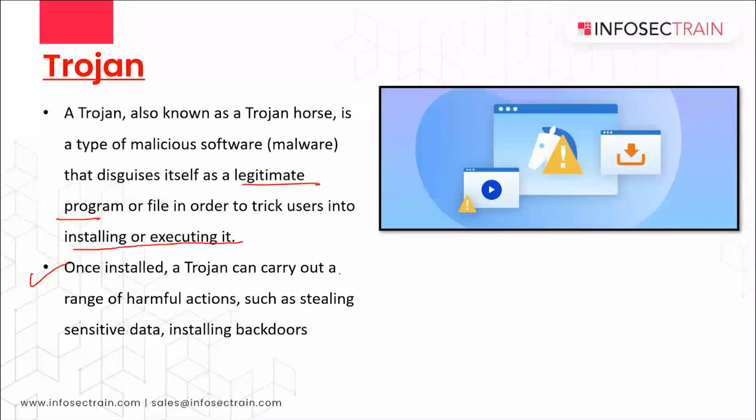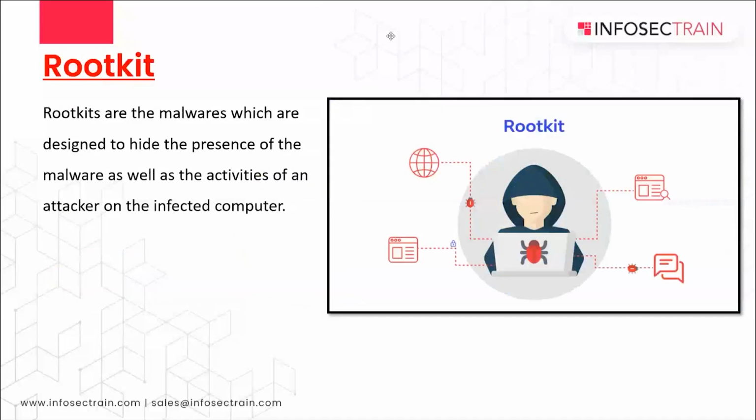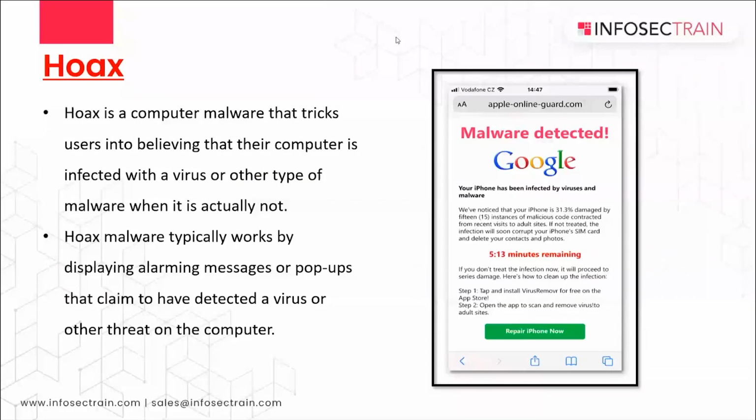Now, there are rootkits. Rootkits are malware designed to hide the presence of malware as well as the activity of an attacker on the infected system itself. Okay, then hoax. A hoax is computer malware that tricks users into believing their computer is infected with a virus or other type of malware while it's actually not. Like this one. These ads you might have seen multiple times.